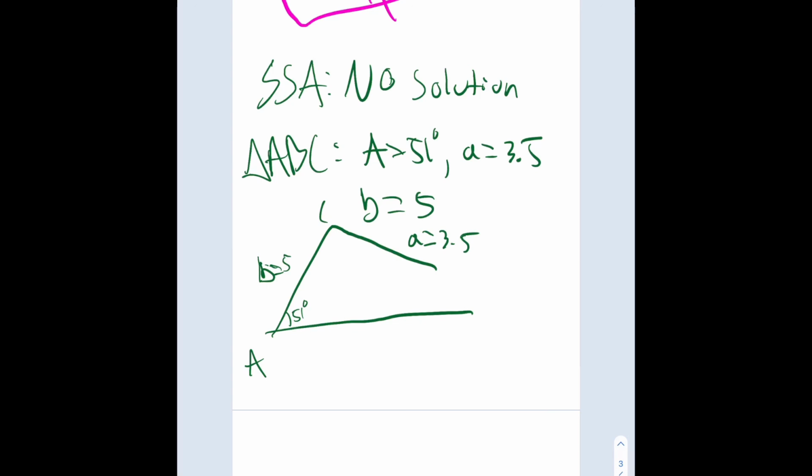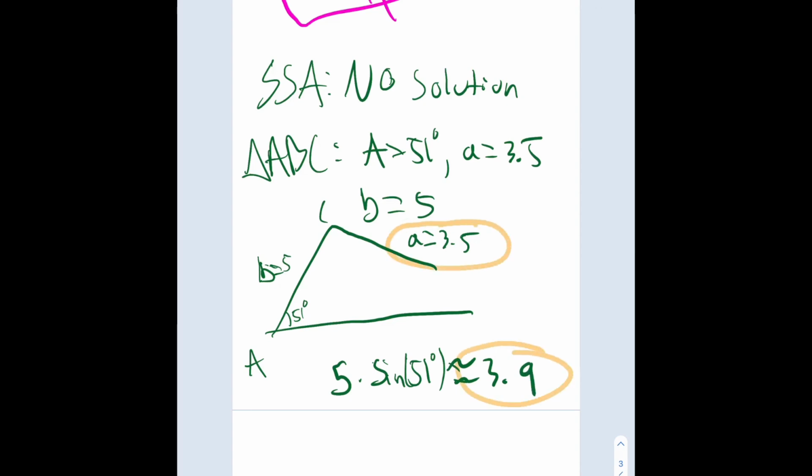However, if I look at my law of sines and I say, okay, well, I need to figure out what this side A is, I would say, hey, 5 times sine of 51 degrees, using my law of sines, that is approximately 3.9. However, my opposite side is only 3.5. So that's where this gap comes in.